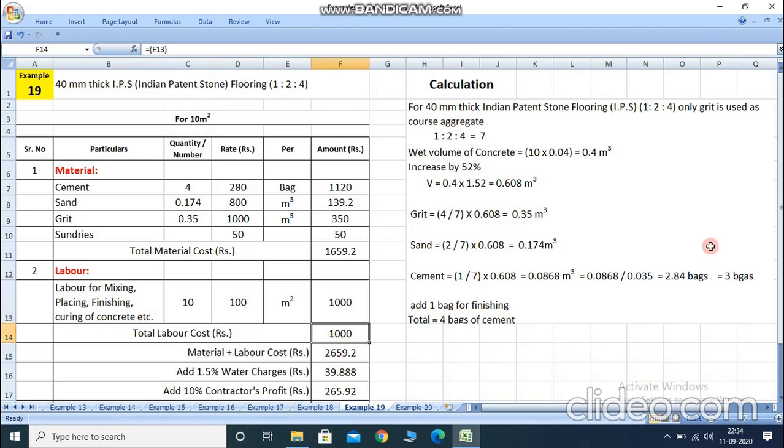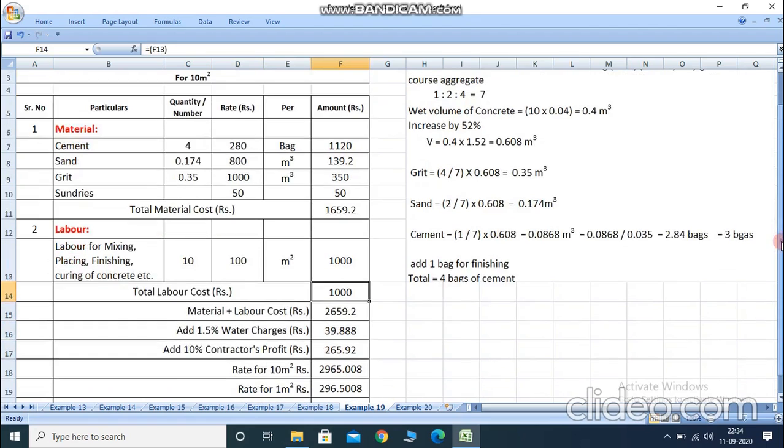Now the total summation of material cost plus labor cost: 1659.2 plus 1000. So we got the final answer 2659.2. Now add 1.5% as water charges. So water charges are 2659.2 multiplied by 1.5%, and we include the 10% contractor profit. So 2659.2 multiplied by 10% as contractor profit. So we got the answer 265.92 rupees.